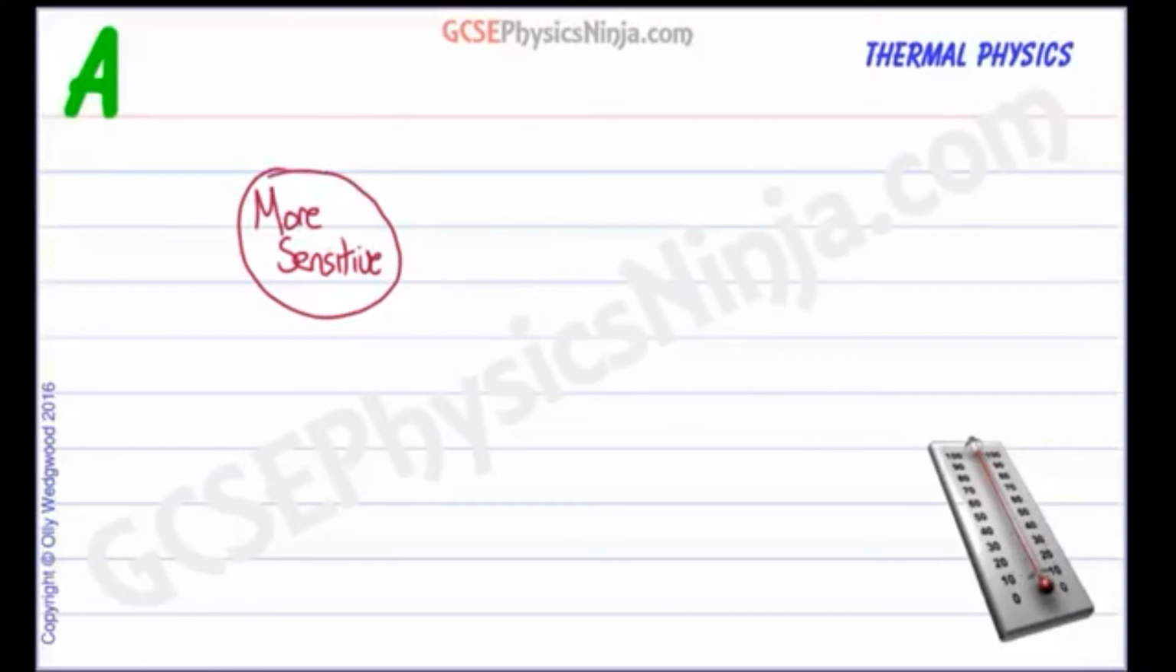So what we want here is, for a certain temperature rise, we want a larger movement of that thread of liquid. And the way to do that is, firstly, to increase the volume of liquid in the bulb. So you increase the volume of the bulb. If there's more liquid in there, then when you heat it by a certain amount, more of the liquid will expand, and so more liquid will be forced up the tube, and we'll get a greater rise in that level of liquid.